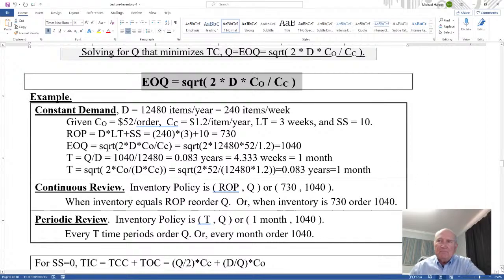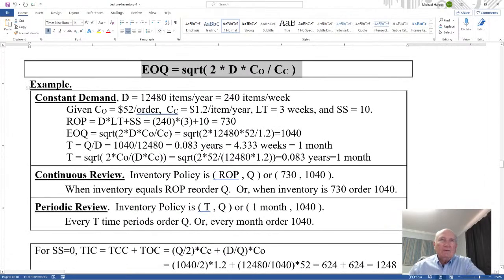So now let's apply it. First of all, let's suppose the demand is 12,480 items a year. Divide that by 52 weeks in a year, and I get 240 items a week. So let's suppose the unit ordering cost is $52 per order, every time I place an order. My carrying cost is $1.20 per item per year. The lead time is 3 weeks. The safety stock is 10.